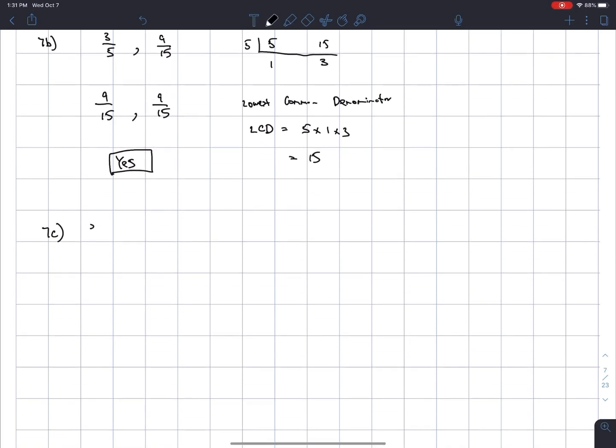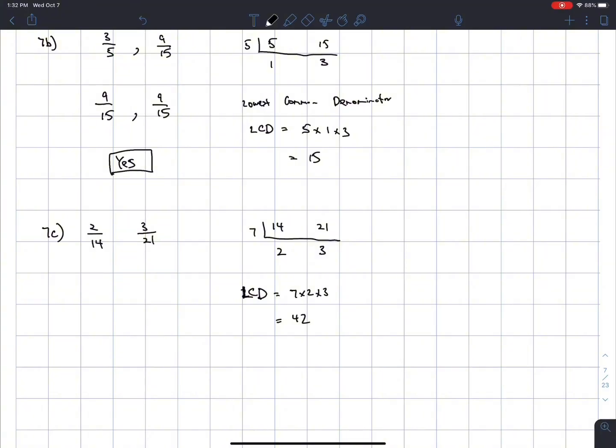7c. 3/14 and 3/21. So I have 14 and 21. I can divide both of them by 7. I get 2 and 3. So the lowest common denominator. I just stop when I cannot divide both of the numbers by the same number anymore. The lowest common denominator will be 7 times 2 times 3. This is 14 times 3, which is 42.